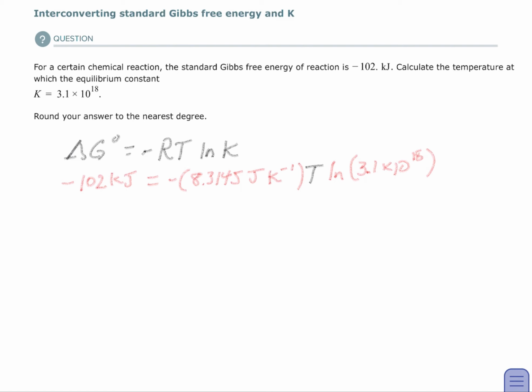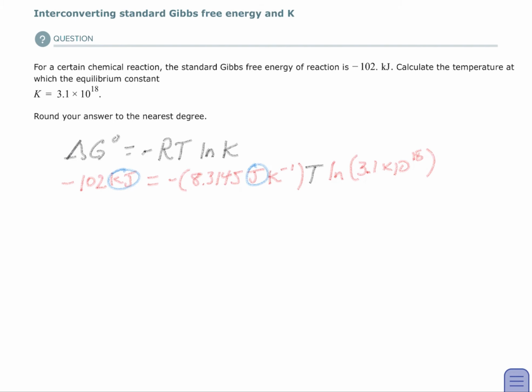So I'm just going to fill in. I've got negative 102 kilojoules. I've got the equilibrium constant that's using Kelvin and joules. I don't want moles and liters and atmosphere. There's a couple different constants you can use. I'm going to use the one with joules since I have joules and Kelvin since I want Kelvin. And then they're going to ask for the natural log of this K that they give you.